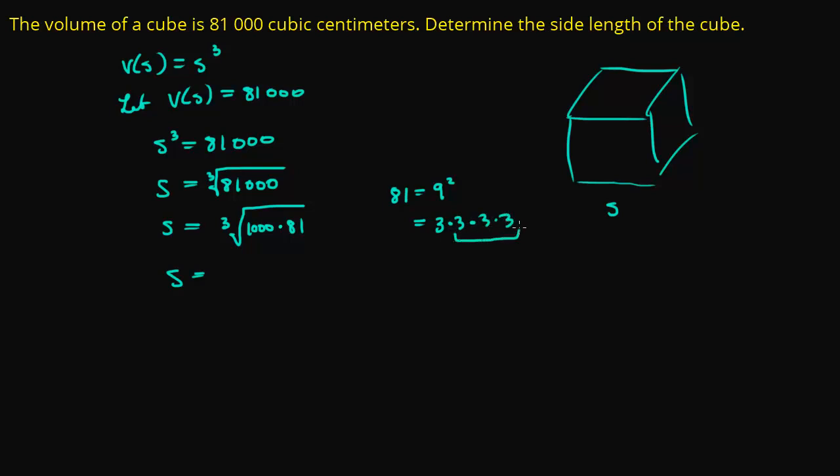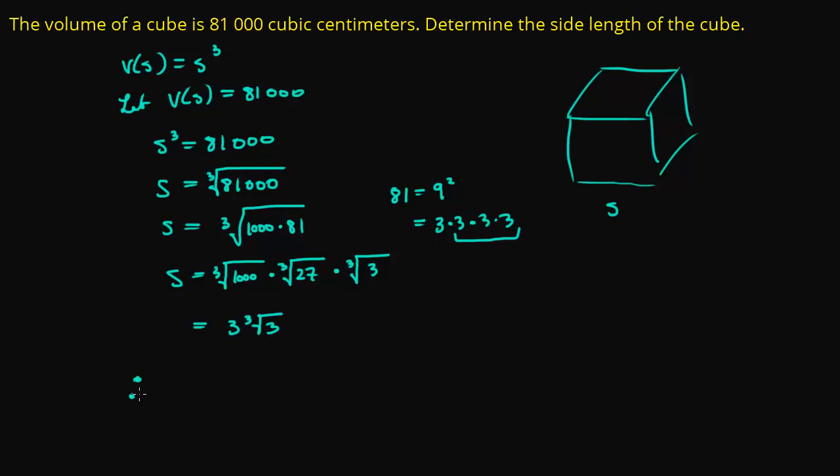So I have another perfect cube that goes into 81,000, which is 27. 3 times 3 times 3 is 27. So I can write this as the cube root of 1,000 times the cube root of 27 times the cube root of 3. Well, the cube root of 1,000 is 10. The cube root of 27 is 3. So I have 3 times 10, which is 30, 30 times the cube root of 3.